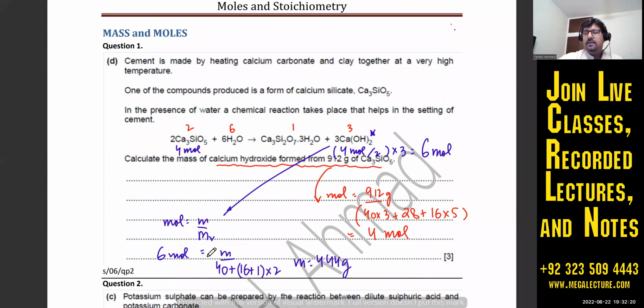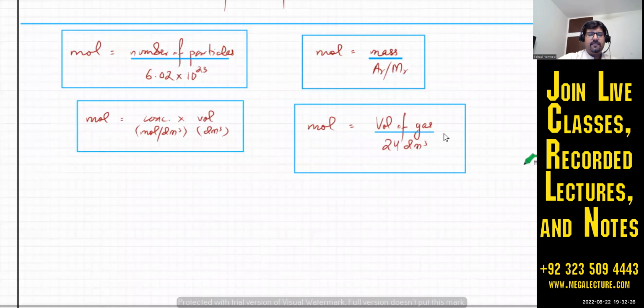So we'll practice more questions. Just remember these formulas, okay? There are 4 formulas that you have to remember. The rest is just ratios once you have moles. If you need to find the volume of gas, do this. If you need to find the mass, apply this. If it's a solution, use this formula, okay? So we'll practice a lot of questions now.